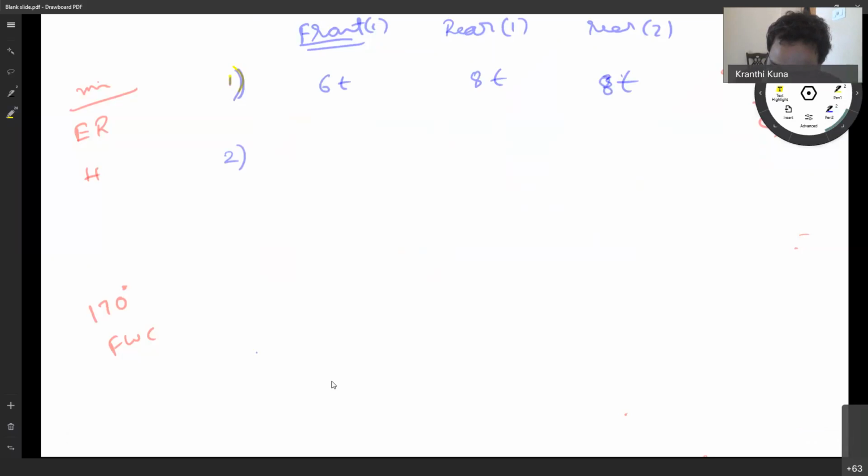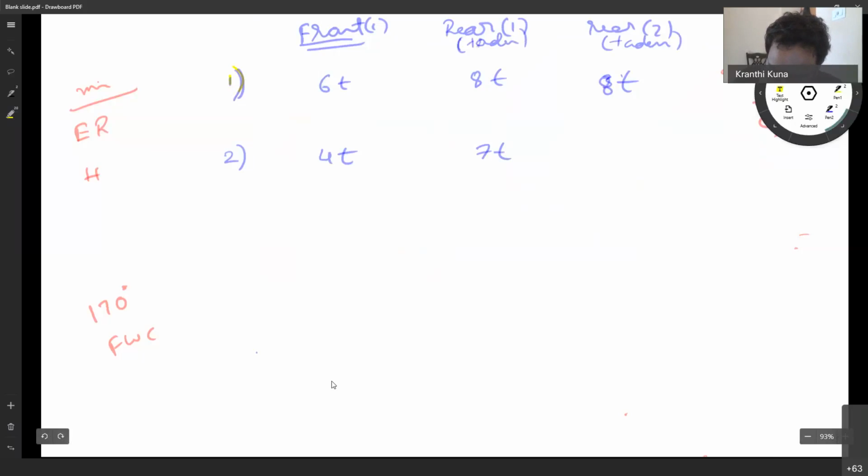Okay, and you may have to tell whether it is a tridem or tandem. Okay, so I'm just giving a tandem as an example. You do not have any tridem. I'm just giving an example. So this one has 4 ton, 7 ton.